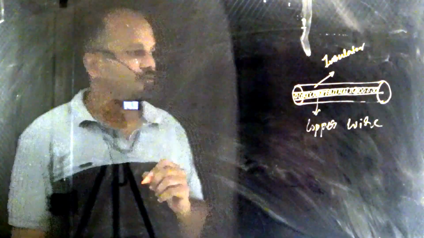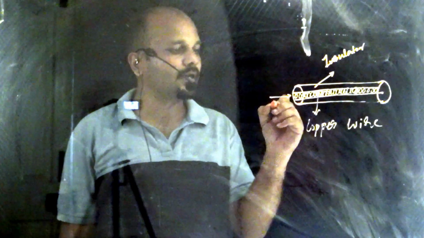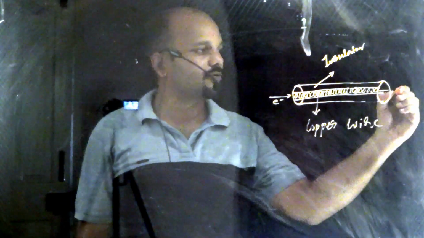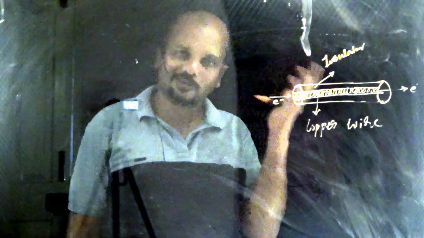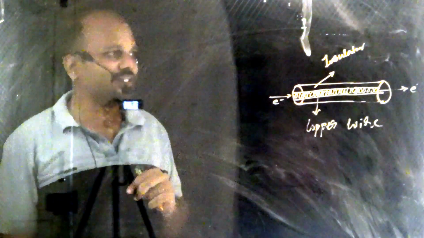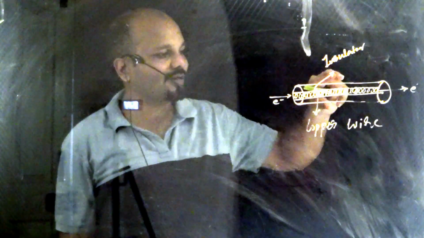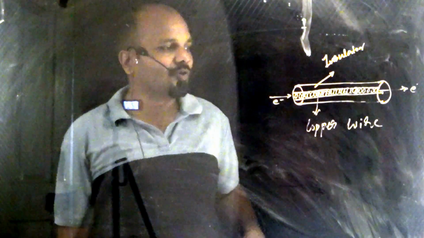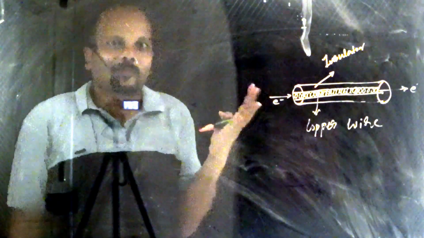The electron flow will be happening through this copper wire. You may ask why there is a sheath, an insulator material above that. Obviously, if you directly touch this copper wire, you will get an electric shock.